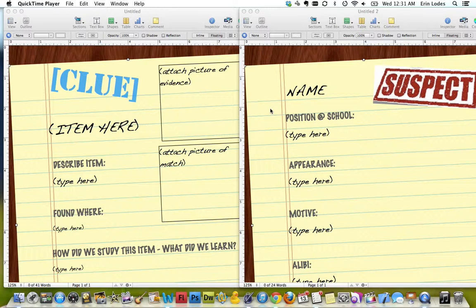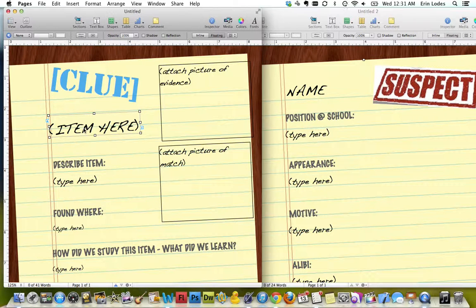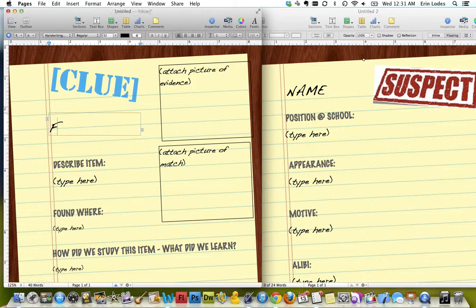You have a set of pages called the suspect pages and a set of pages called the clue pages. Those are the spots where you really need to do some in-depth work today. You should have clue pages for every bit of evidence you've found. You're probably going to have one for footprint 1 and 2, for the hair, for the fabric, and for the powder. On that page, you're going to tell what the clue was. You're going to put a picture of the evidence and a picture of the match.